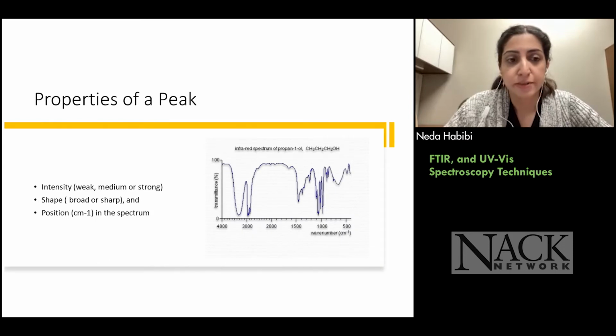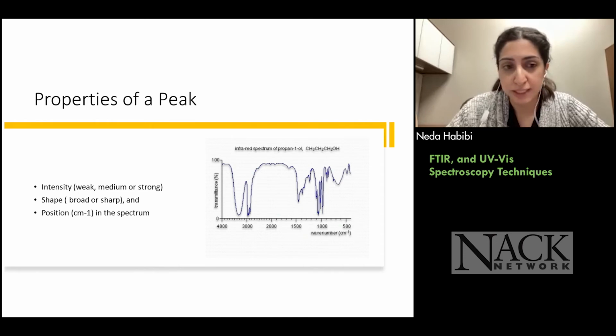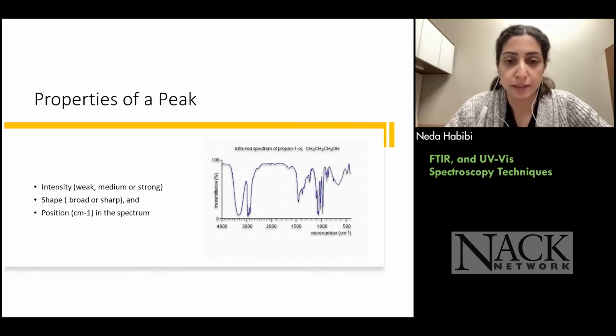So the properties of the peak: we have intensity, which could be a weak or strong peak. There's the shape, which could be broad or sharp. And most importantly is the position in the diagram, which we can correlate to the specific frequency of the IR radiation with specific bondings in a structure.